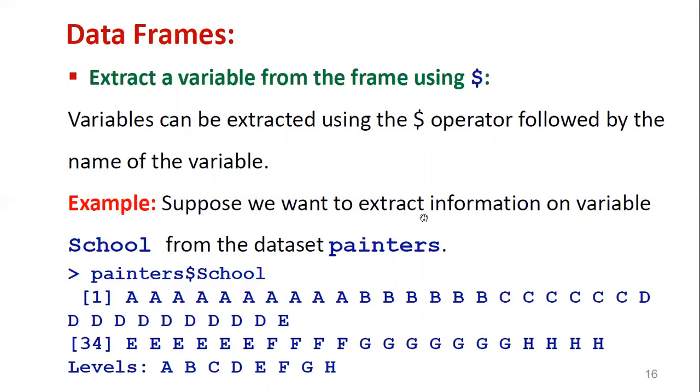For example, suppose we want to extract information on the variable school from the data set painters. Simply we can use the data set name $school. Directly we are calling it: from the painters data set, we want to display only the school information. So simply we can type this command. Then school, what does it contain? A to H values, which is a factor.